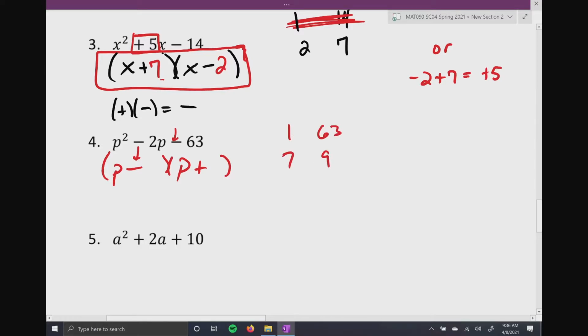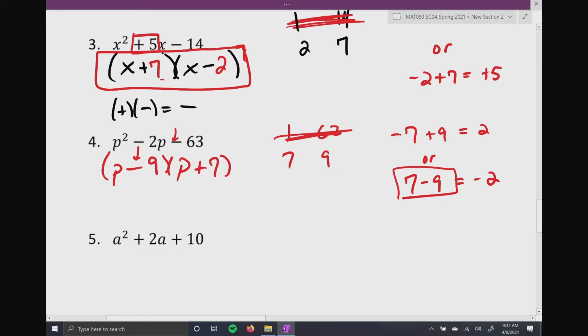163. Actually, there's more, but I'm gonna stay with the 7 and 9. Here's what I know. I know 7 and 9 are gonna work. The question becomes, how do I arrange them? I can have negative 7 plus 9 or 7 minus 9. This gives me positive 2. This gives me negative 2. So here is my answer right there. That's the pair of numbers that I want. I want a positive 7 and a negative 9.